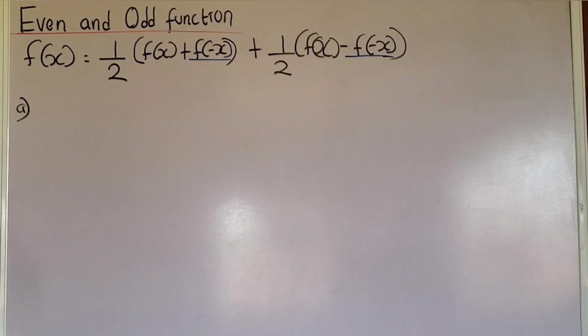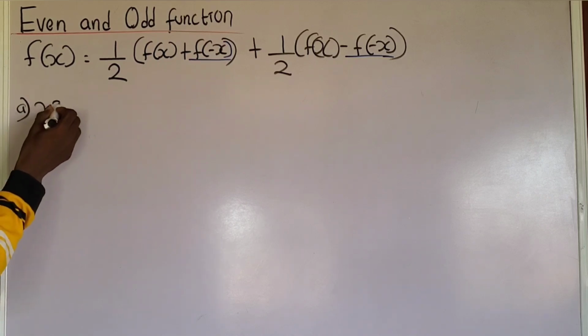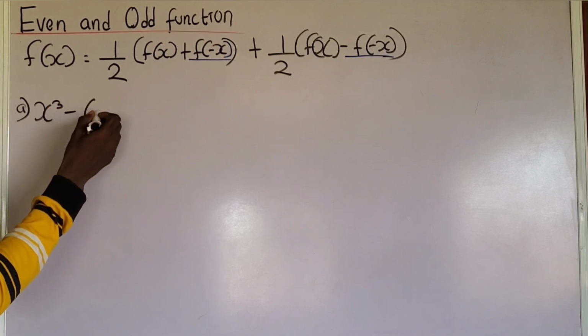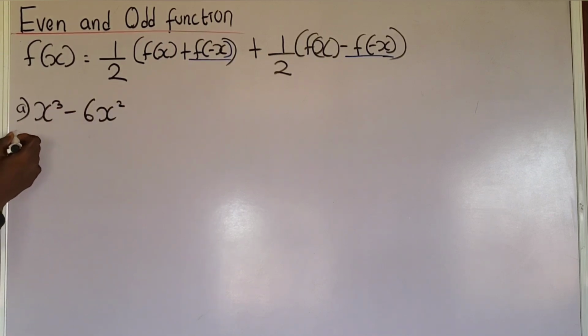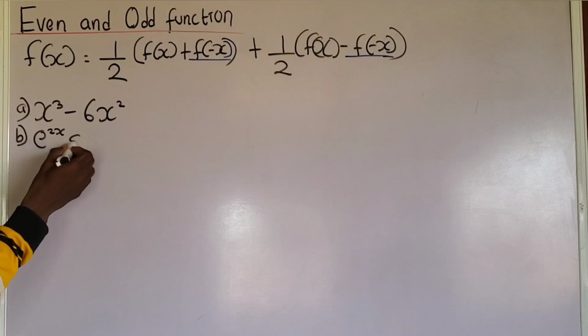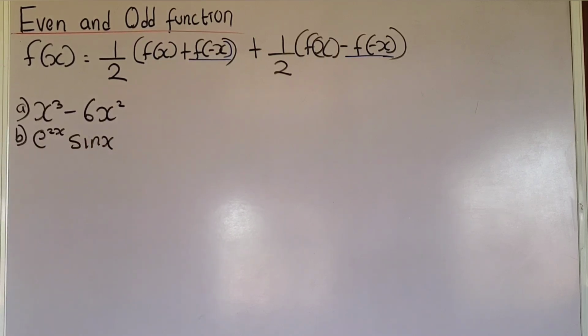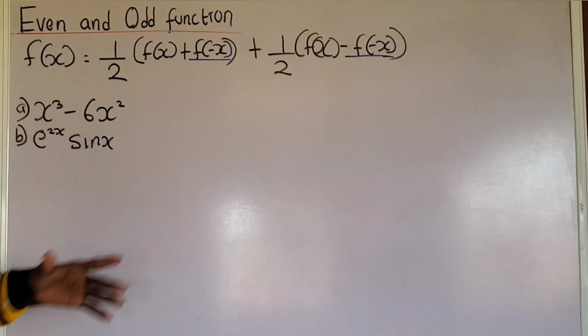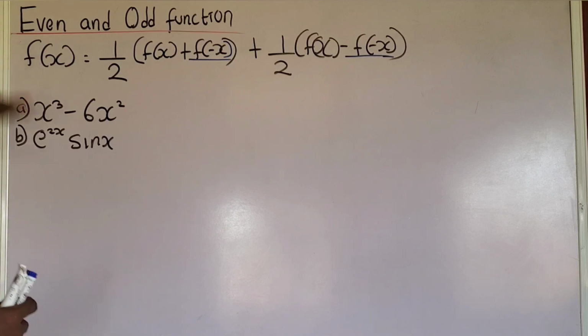Okay, we have x to the power of 3 minus 6x to the power of 2, and for question B, we have x sine x. We are asked to show whether the function on the board can be written as the sum of an even and an odd function. Now, don't forget, I told you any function that can be written as the sum of an even and an odd function must satisfy this condition.